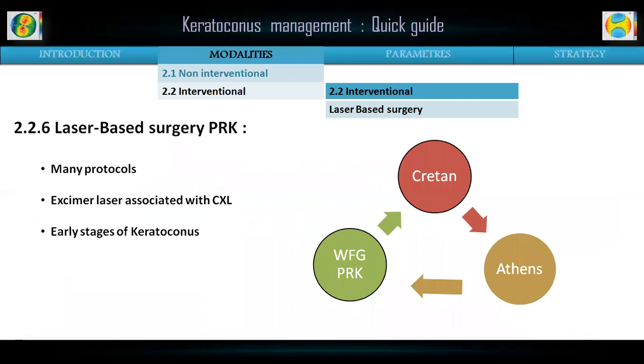For the laser-based surgery for keratoconus, there are many protocols. We have Cretan protocols, Athens protocols, or wavefront-guided protocols. In this surgery, we use the excimer laser associated with cross-linking. Generally, these are indicated in early stage of keratoconus.